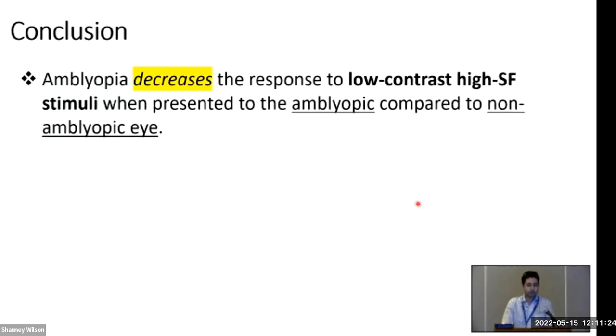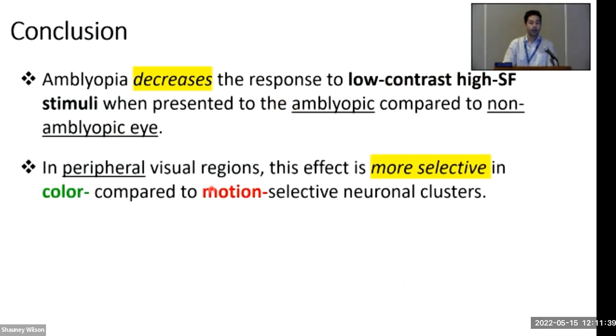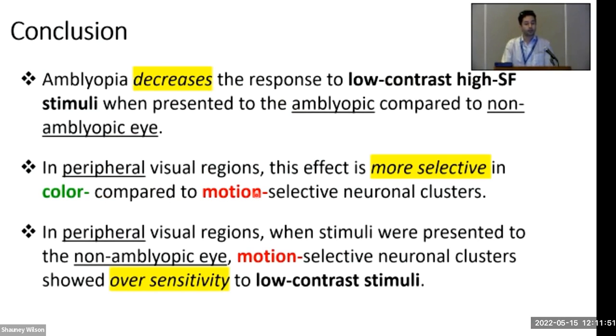So in conclusion, we showed that there is a decrease in the level of response to stimulation of the amblyopic versus non-amblyopic eye when stimuli are low contrast, high spatial frequency. And especially in the peripheral visual regions, this effect is more selective in color selective stripes compared to motion selective stripes. And also in peripheral visual areas, when stimuli were presented to the non-amblyopic eye, we detected an oversensitivity in motion selective neuronal clusters in response to low contrast stimuli.